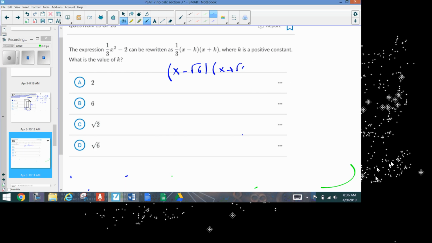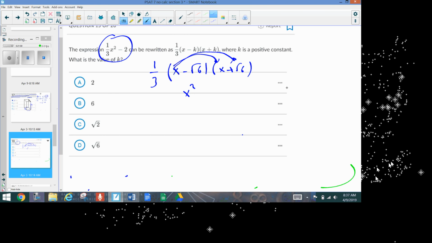x plus root 6, we distribute that. And also we have 1 over 3 here. Am I able to get this one or not? That's the question. Is that clear so far? Where did I get 1 over 3? No, look at the question. What did I do here? I just plugged root 6 in for k. That's it. 1 over 3 was the question over there. Now, distribute that. x times x.